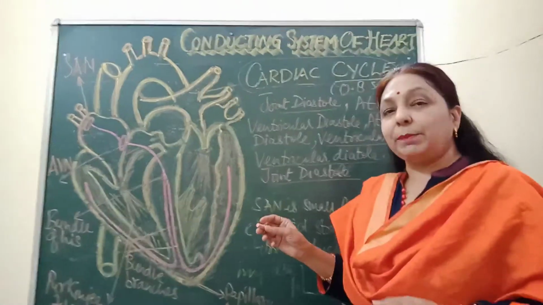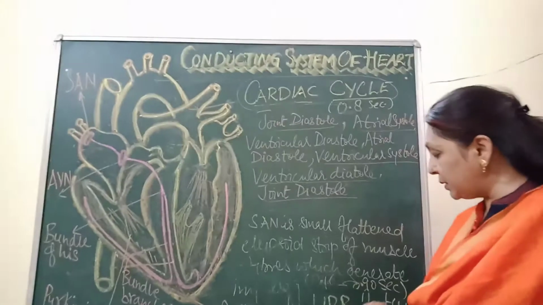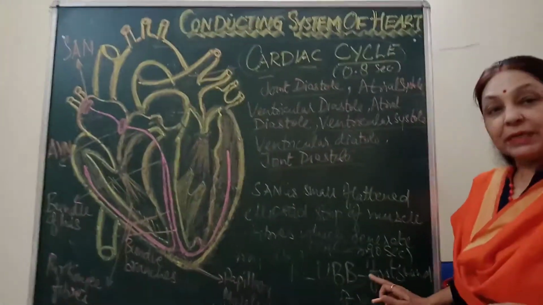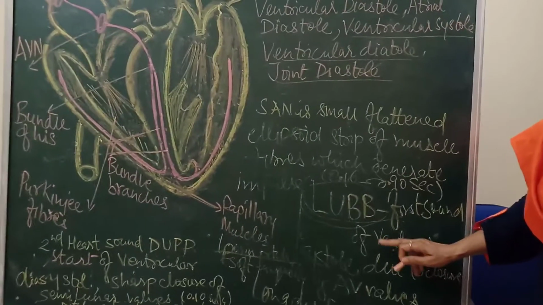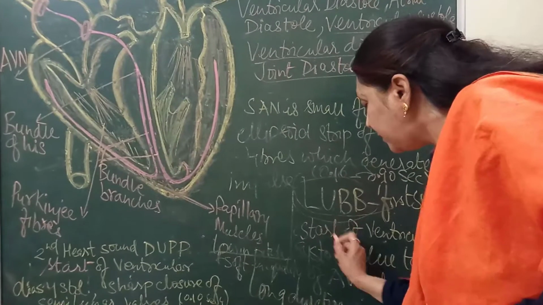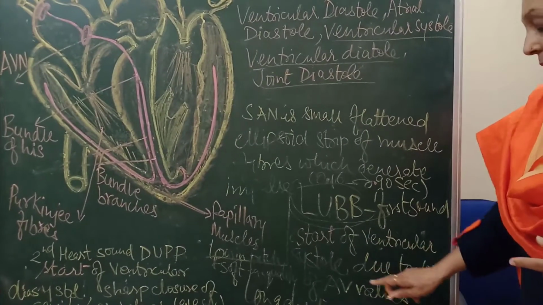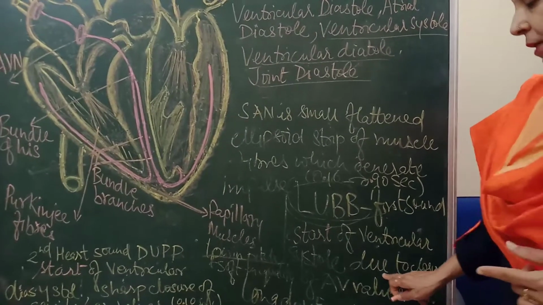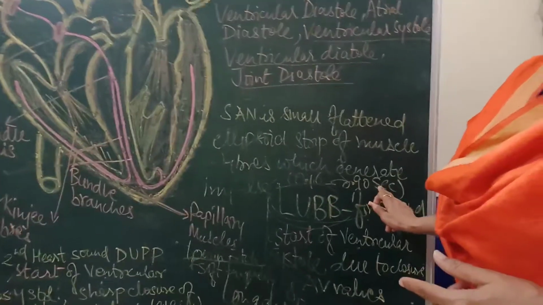The first heartbeat sound is called lub, L-U-B-B. It is the first heart sound, and when is it generated? It is generated at the start of the ventricular systole, and its duration is 0.16 to 0.90 second.